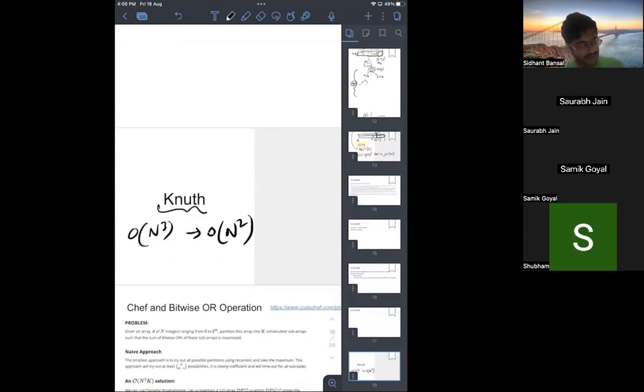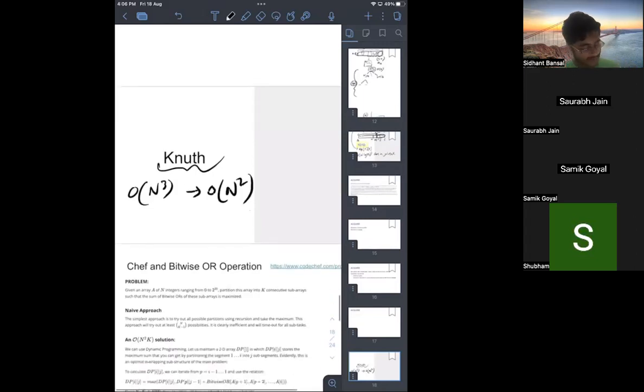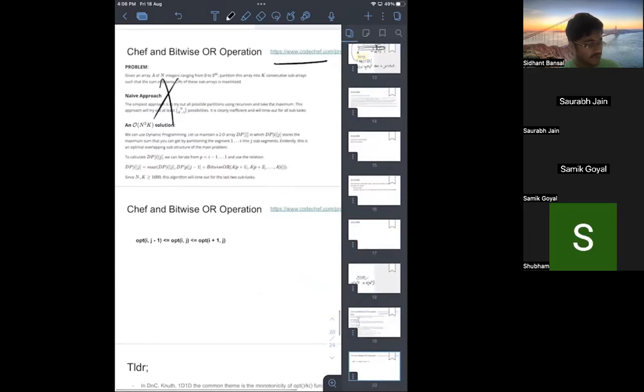So for the Knuth optimization, generally it helps you to go from n cube to n square. I'm skipping the question itself. You can look at it if you want. It's not that relevant, honestly. The important thing in Knuth is you want to prove quadrangle. You want to prove one other inequality.